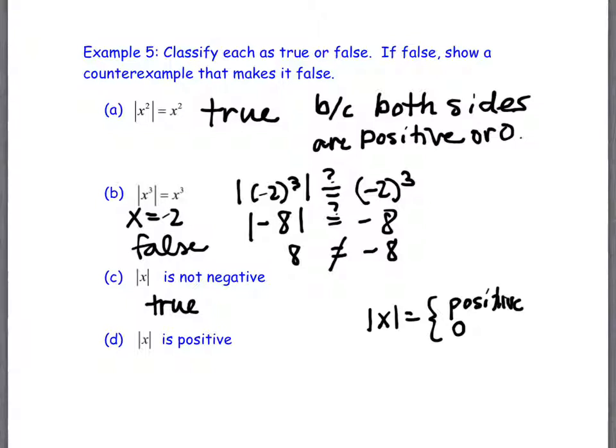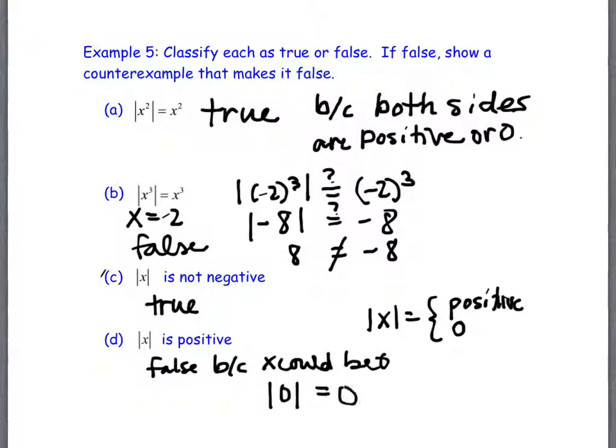It is not negative. But part D is actually false, because x could be 0. And then the absolute value of 0 is 0, and 0 is not positive. It's the only counterexample, right? Everything else would work, and it would be positive. But this number is the one case where it doesn't work.